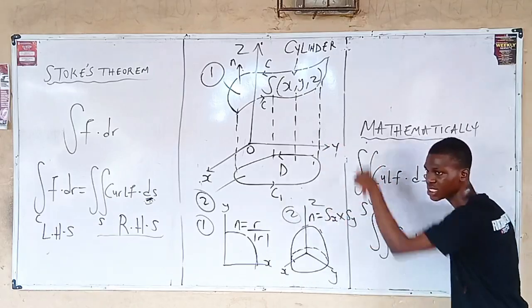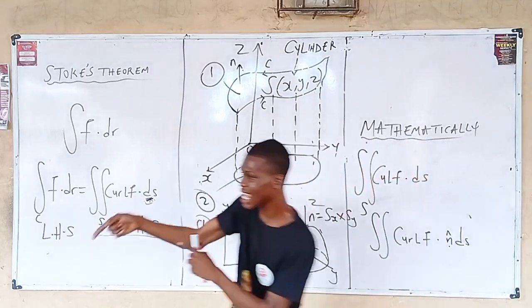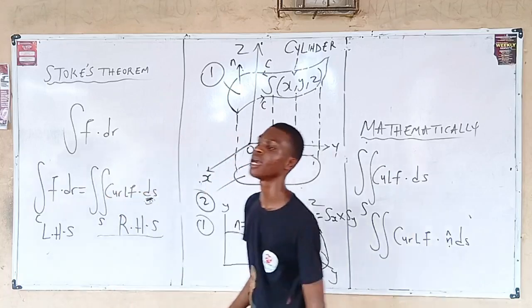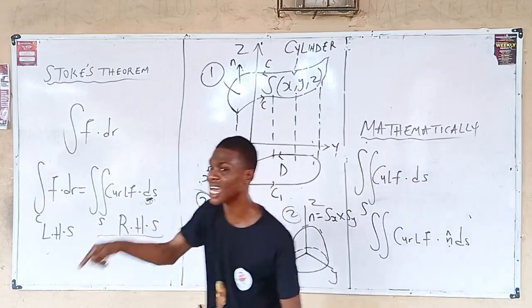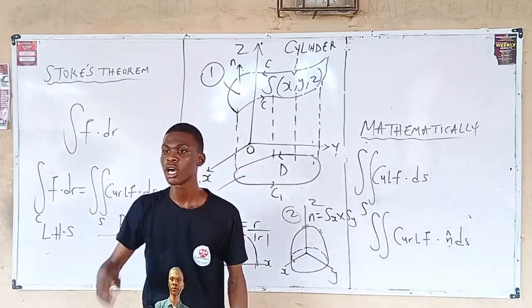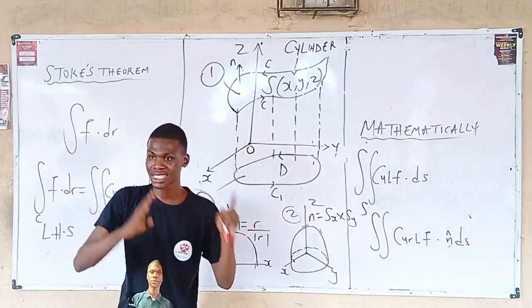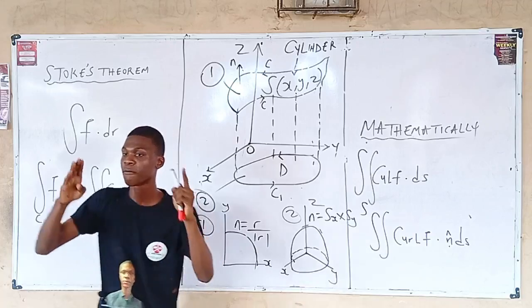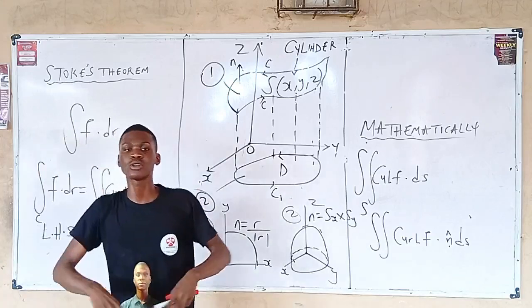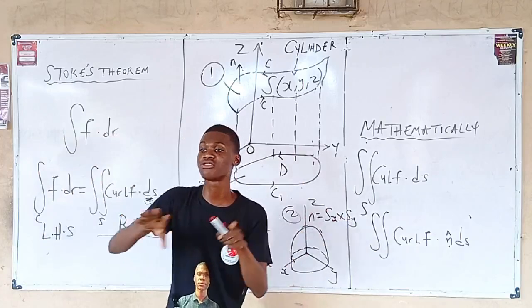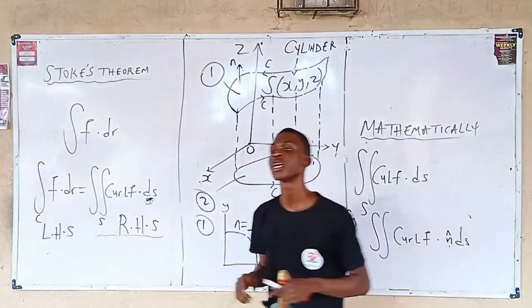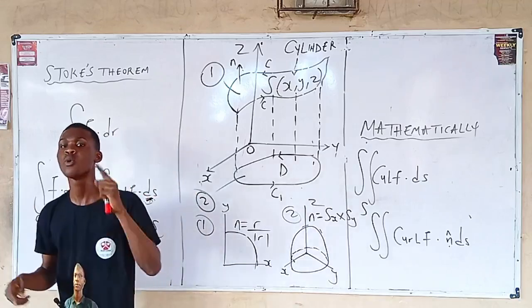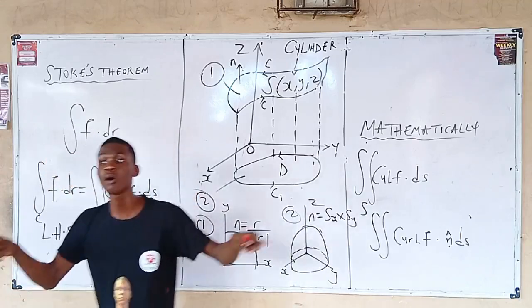Why am I not including z? Meaning I'm expressing z as a function of x and y. So what that means is that given any surface, your z must be expressed as a function of x and y. So this comes to what we call parametrization. What do I call it? Parametrization.